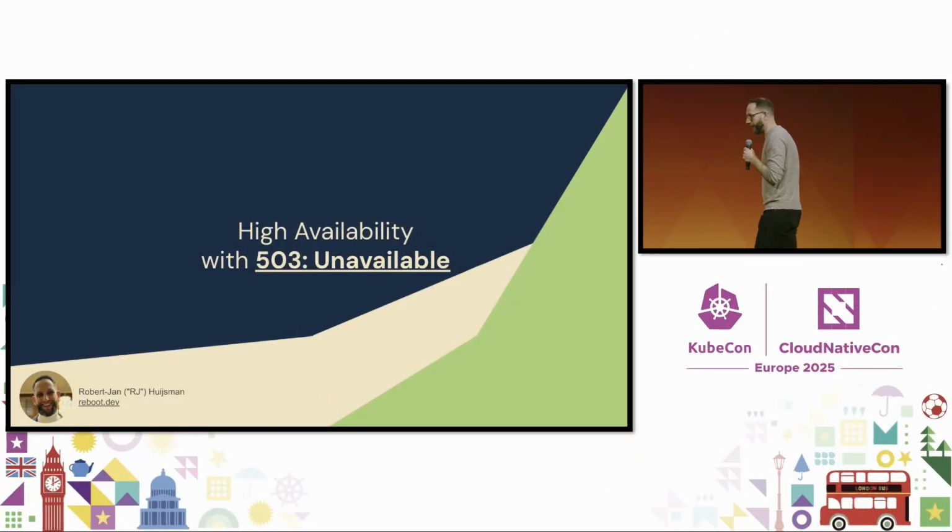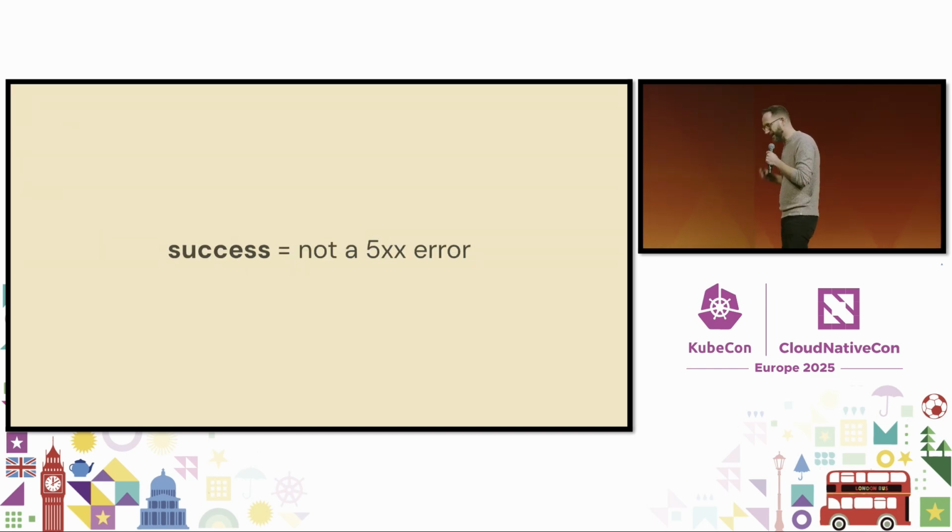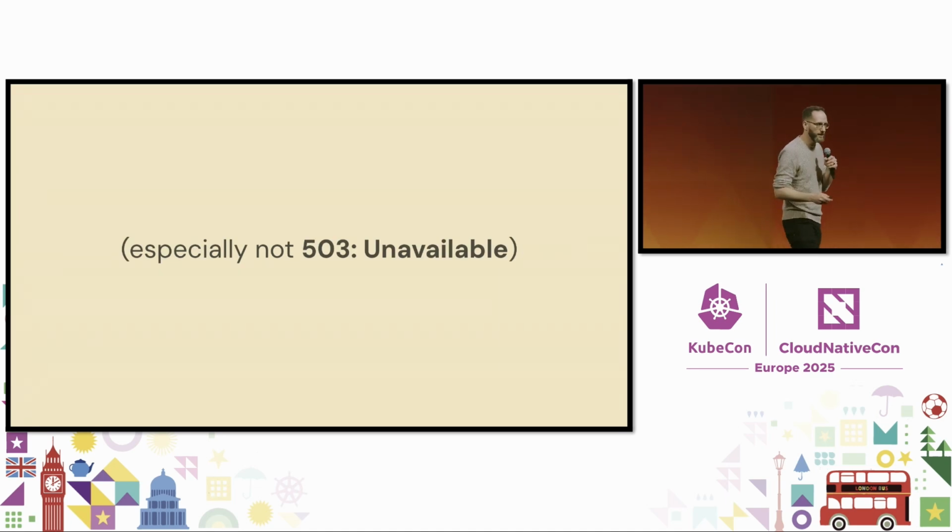I would like to spend my 5 minutes to talk to you about high availability. And by high availability, what I mean is that your users are happy. That's fundamentally what we care about. And your users are happy when your requests succeed in a useful amount of time. Now, success is not an internal server error. And it is especially not a 503 unavailable. If you return 503 unavailable from a highly available service, you're a quitter.